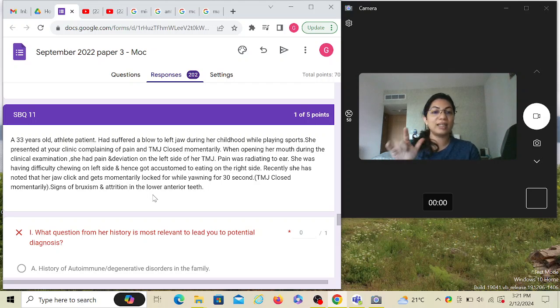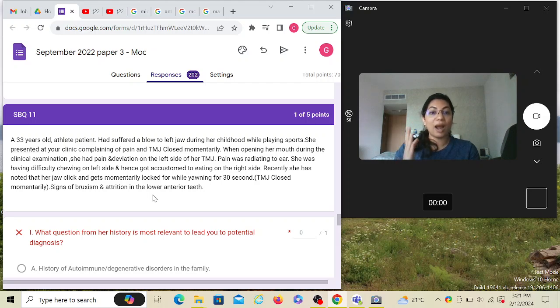Recently, that word recently is very important to me. She has noted her jaw clicks. The moment I read the word click, that is my red highlighted keyword: disc problem. That's it. So now my mind is going to function everything related to the discs and gets momentarily locked.